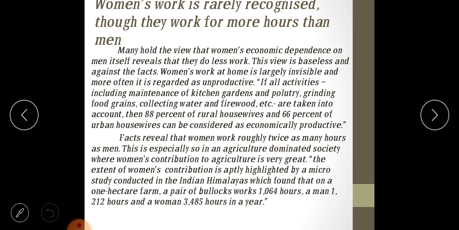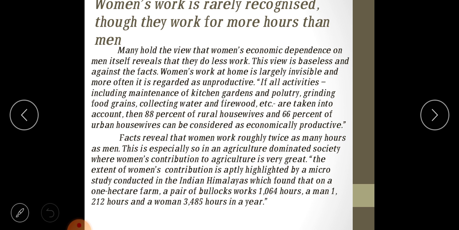Okay, so even whatever they do at their workplace has to be counted as work. In the same way, whatever they do in kitchen work or household work, that also should be considered as economically productive. Okay, so facts reveal that women work roughly twice as many hours as men. So these facts reveal that women work roughly twice as much compared to men.